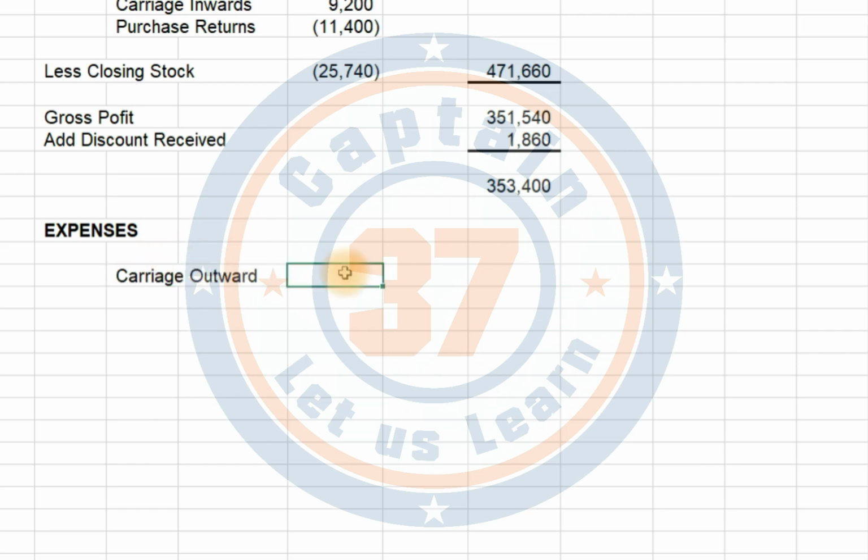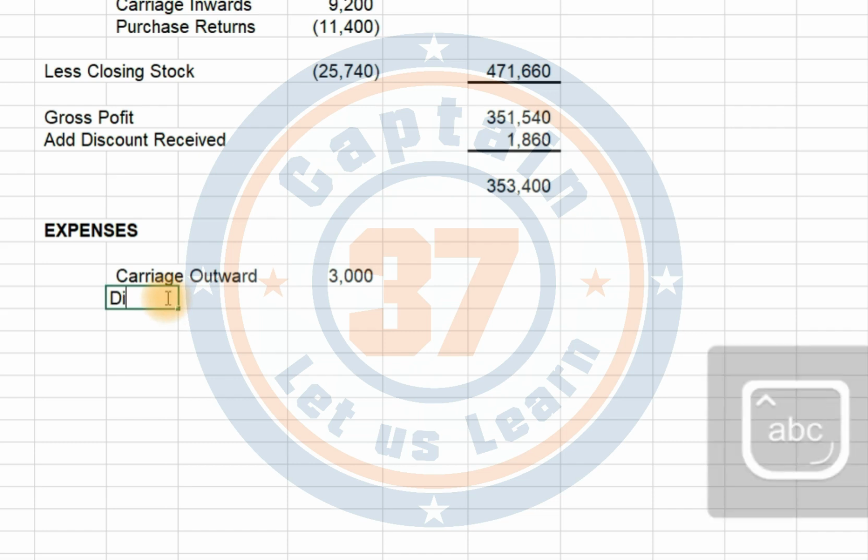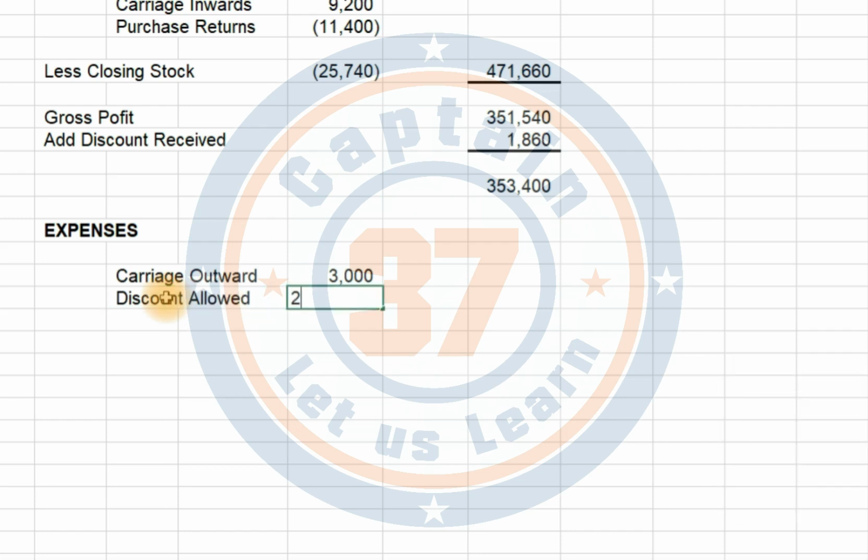In this case, these are amounts that we are spending to take the products to reach the customers. A customer has bought from us and we are shipping the products to the customer. We will incur a cost called carriage outward. In this particular case, we are told that it is 3,000 kwacha. What else? We gave a discount. Discount allowed, okay? How much was the discount that we gave? It was 2,800.